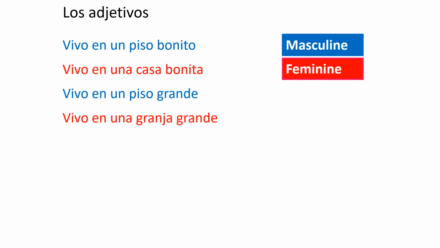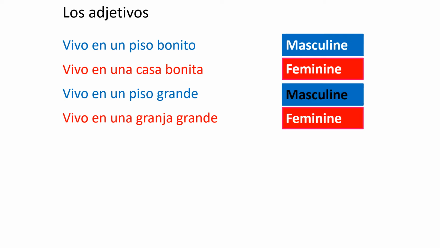Your next sentence, your third and fourth sentence, you can see that grande doesn't change whether something is masculine or feminine. So you would still always use grande. It wouldn't swap to granda on the last one. It always stays as grande because it ends with an E. So you've got vivo en un piso grande, I live in a big flat. Vivo en una granja grande, I live in a big farmhouse.